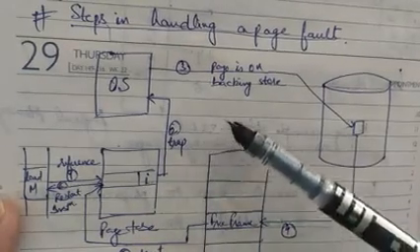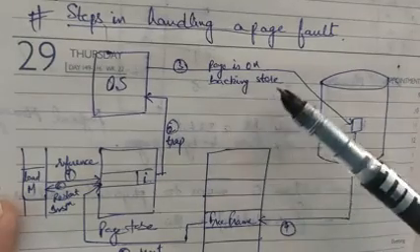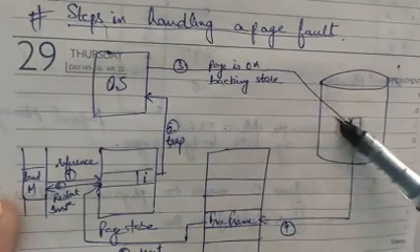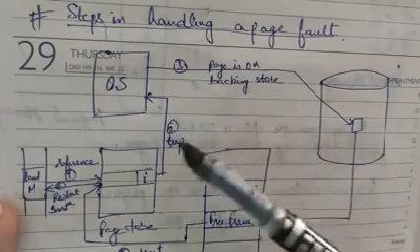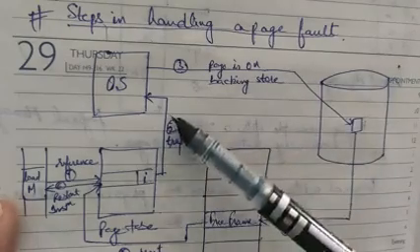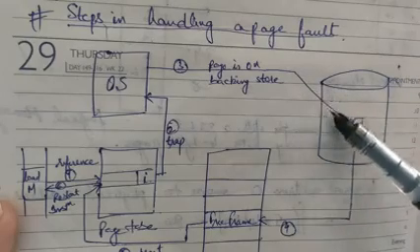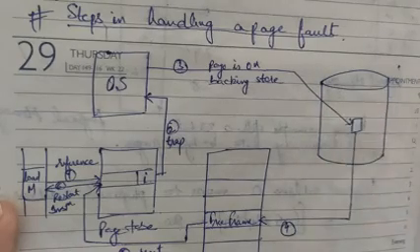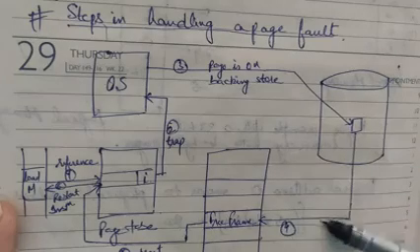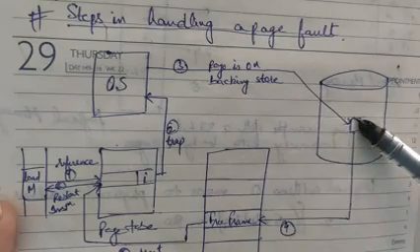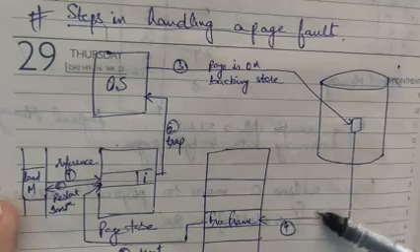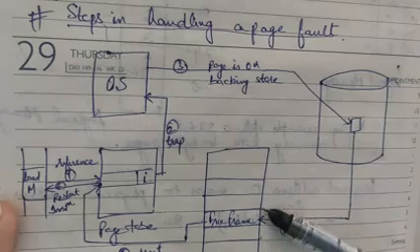What is the next step? We need to find out where the page lies in the backing store. If it is not in the page table, it will result in a trap, and we are supposed to find out where the page is on the backing store. In the next step, we are supposed to find a free frame and bring that page from the backing store to that free frame.